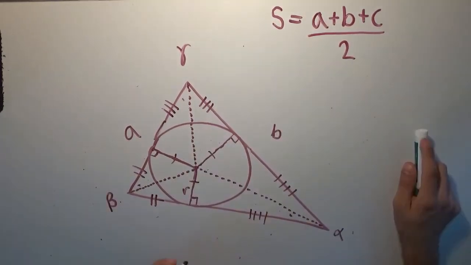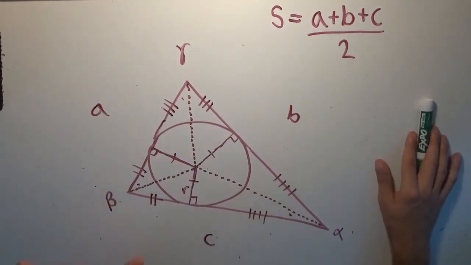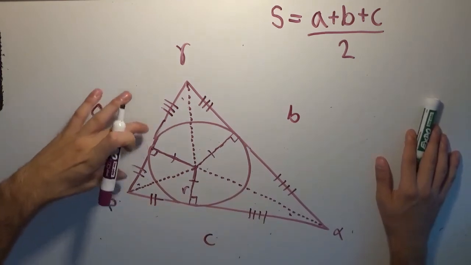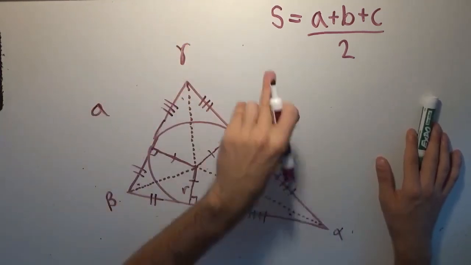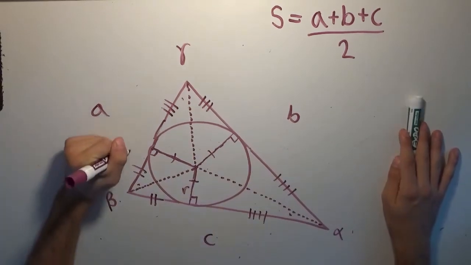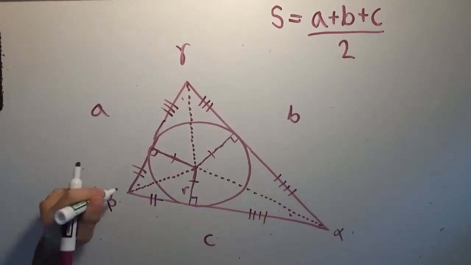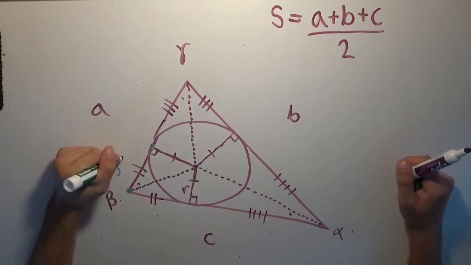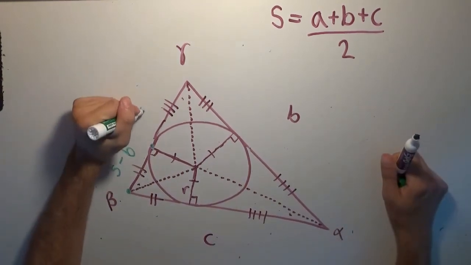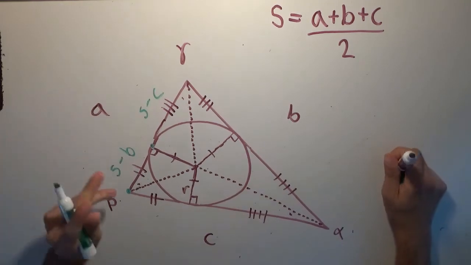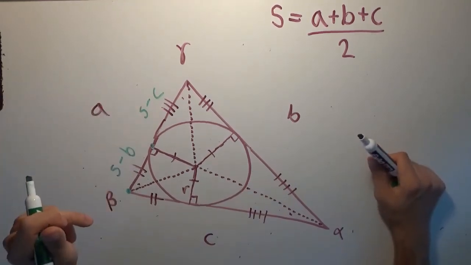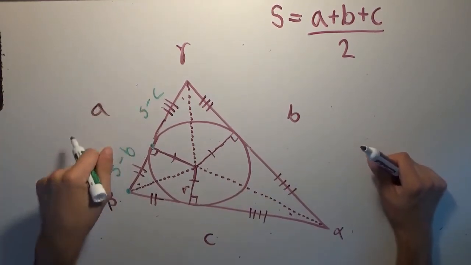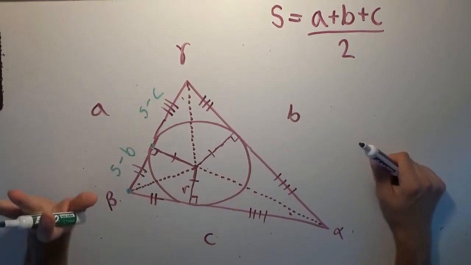This is S. And it's not too hard to see that we can put each of these little line segments in terms of S and each of the sides. This length right here, and I'm going to write it in a different color now. So from here to here is S minus B. And this right here is S minus C. And we can see that these have to be these because if I add these two together, I should get A. So let's just investigate that real quick.